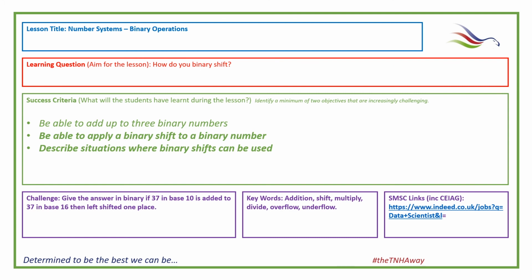Give the answer in binary if you have the starting number in base 10 of 37. You add it to 37 in base 16. And then that answer you get, shift it 1 place. What do you get? Now, some of the keywords there, overflow and underflow. If the bits go off to the right, that's underflow. And if the bits go off to the left, it's overflow.